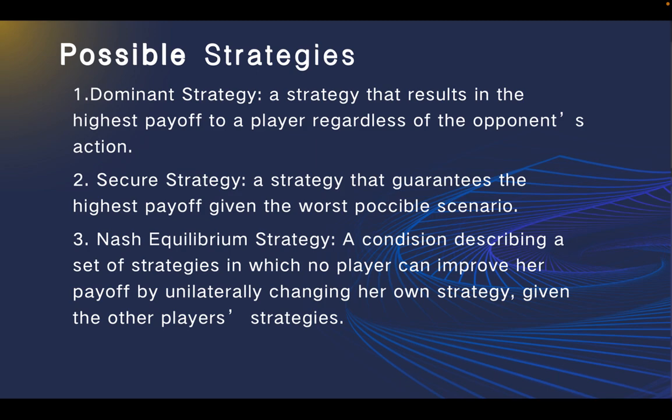And I will introduce three different kinds of strategy mainly used in our chapter. The first one is dominant strategy. It's a strategy that results in the highest payoff to a player regardless of the opponent's action. That means whatever decisions others make, you only pick the highest payoff you can get.